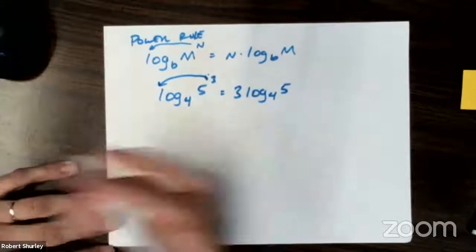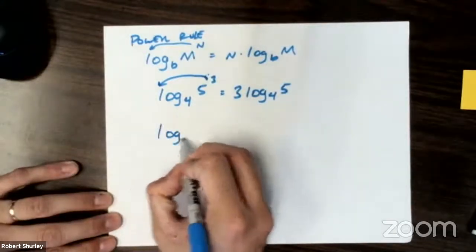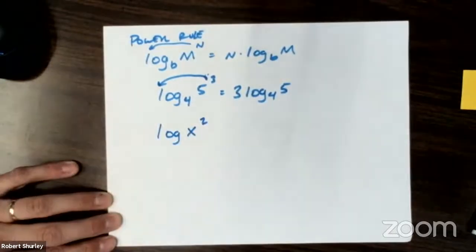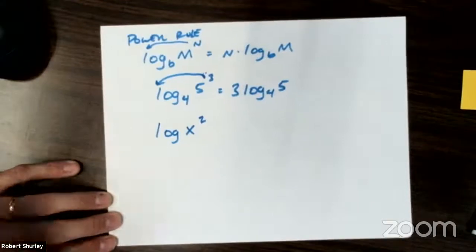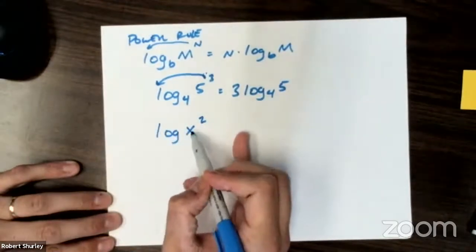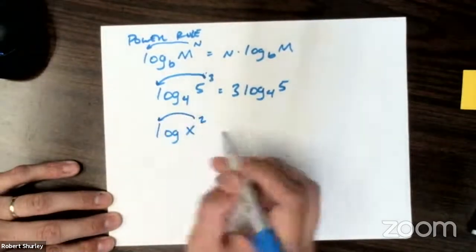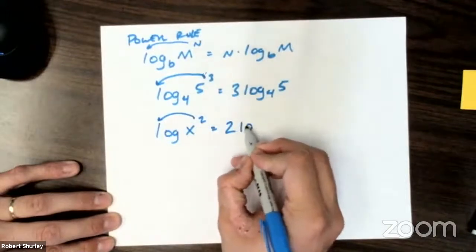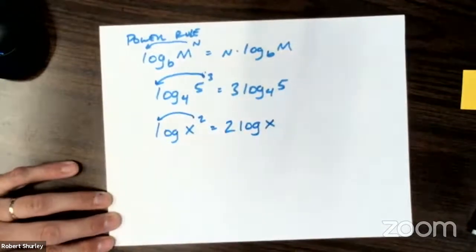Pretty straightforward. So if we had, let's say log of x squared. Well, same thing. Because the x is being squared inside the logarithm, you can bring the 2 out front. So it's just 2 log x.